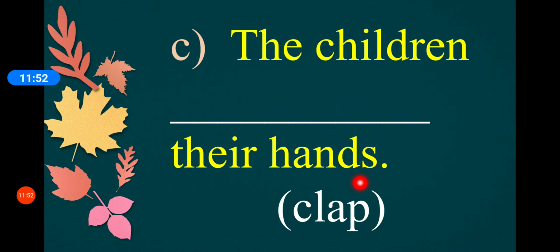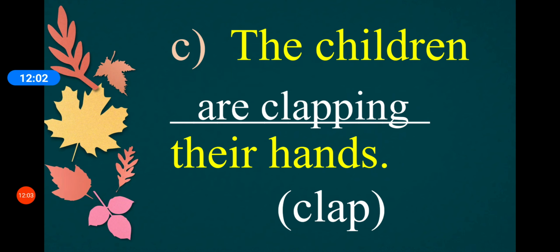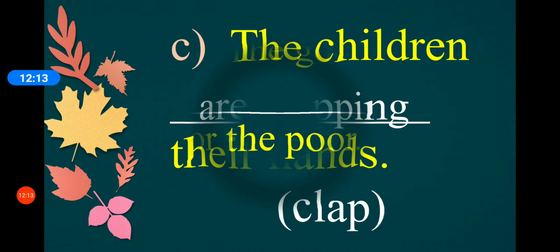What is the rule? Do you remember the rule in case of clap? Yes, vowel and a consonant combination. So we will double the last alphabet. Clapping. Take a note of the spellings of clapping. The children are clapping their hands. Next one.